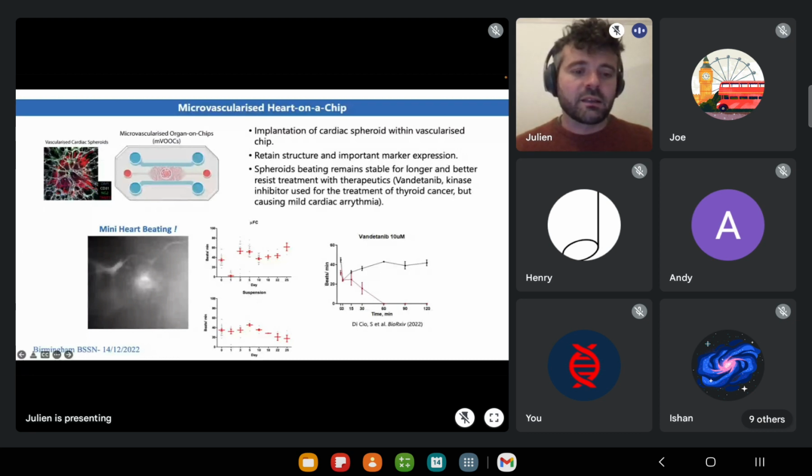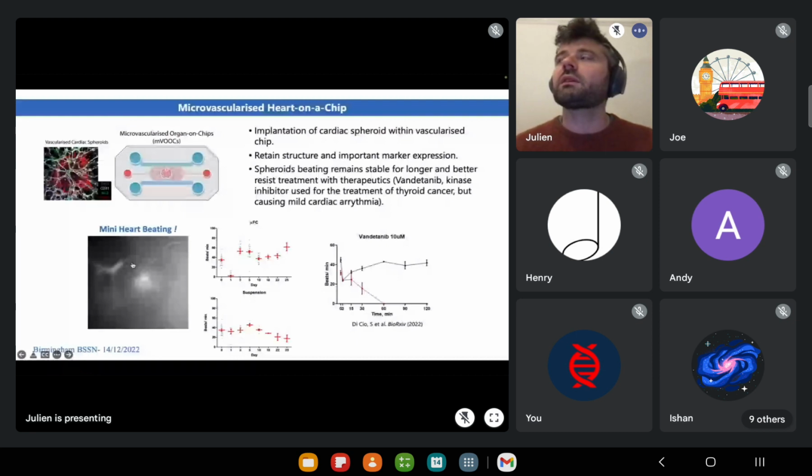And interestingly, they retain beating. Maybe on this small video, you can see how the cardiac cell mass can retain the ability to beat and allows some of the perfusion of molecules within this microvascular network. And this is really interesting because now we can inject therapeutics that are used, for example, for the treatment of cancer through the microvasculature and mimic their exposure to the cardiac tissue.